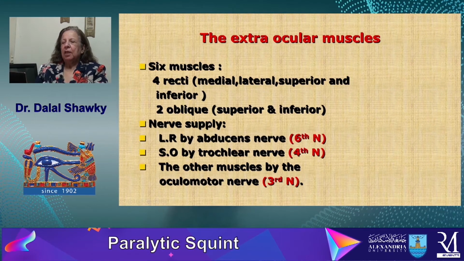Okay? Now the nerve supply. The lateral rectus is supplied by the abducens nerve or the 6th cranial nerve. Superior oblique by the trochlear nerve or the 4th cranial nerve. All other muscles are supplied by the oculomotor nerve.